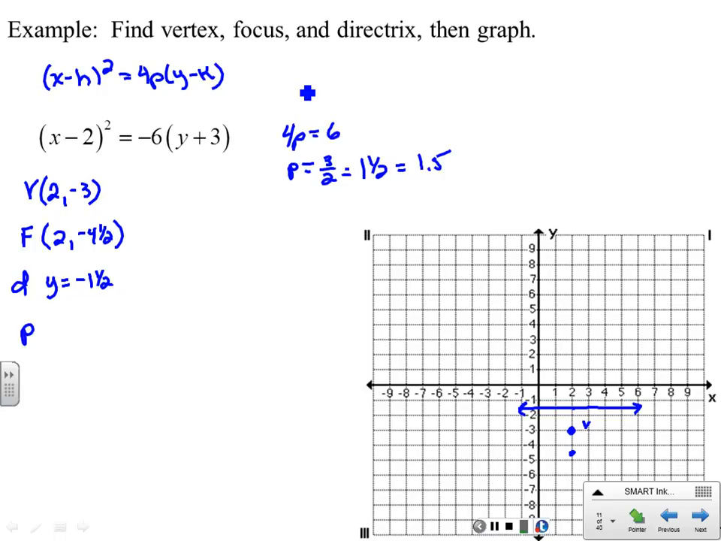And then we need to know the primary focal chord so we know how wide to draw this thing. What's the primary focal chord going to be? Off of which point? Focus. How many units to the left? And how many units to the right? And you've done it. Yay.